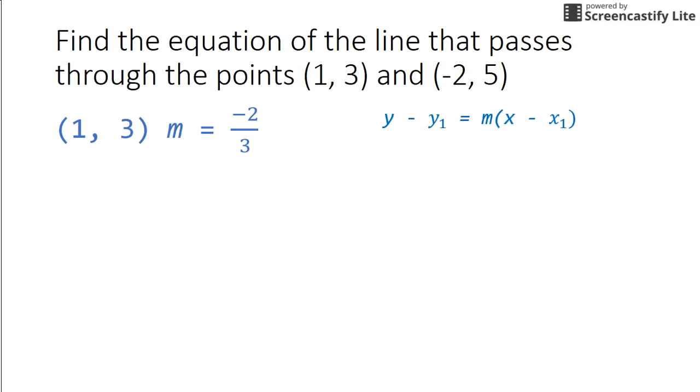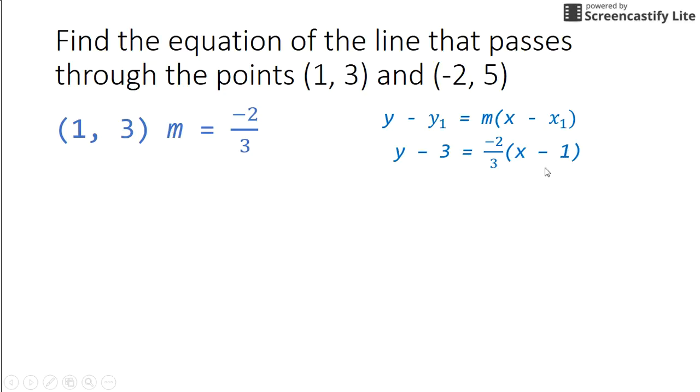Okay, so let's substitute. So let's look at it over here. So y take y1. So this is our y1, and m is our gradient. So what is our gradient? It's negative 2 over 3. We stick it in over there. X take x1, and our x1 will be 1. So we've used all of those up in our sum. So this is what it looks like. Y take 3 is equal to negative 2 over 3 times x take 1 in brackets.